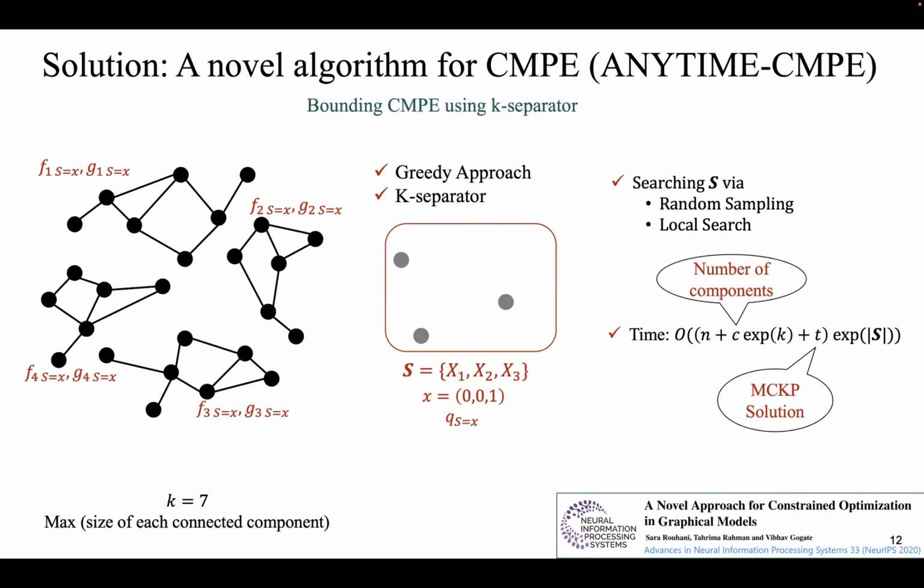And the good news is that the time complexity of our algorithm will be exponential in the size of the separator, but if the size of this k-separator is bounded, so the size of k-separator in this case is actually 3, then we have a polynomial time algorithm for solving CMPE. Or actually, I should say polynomial time algorithm for computing really good approximation guarantees on CMPE.